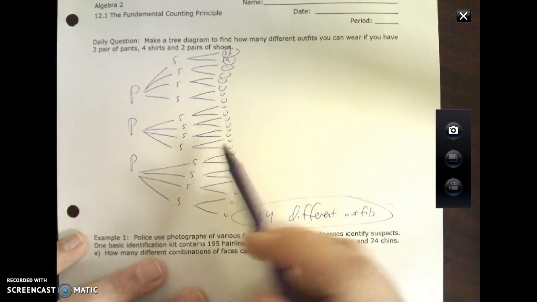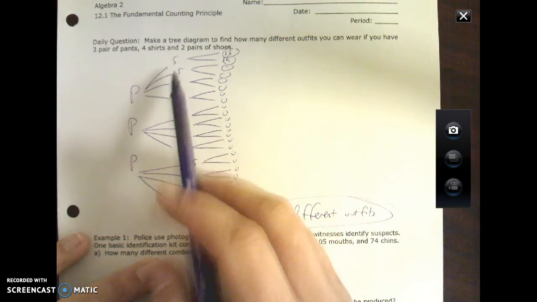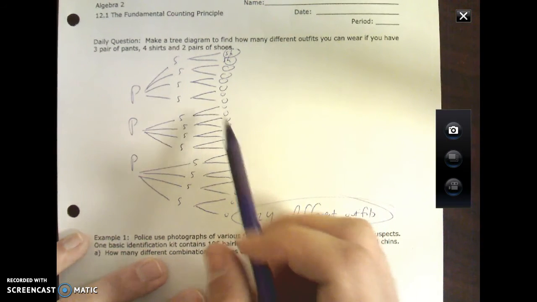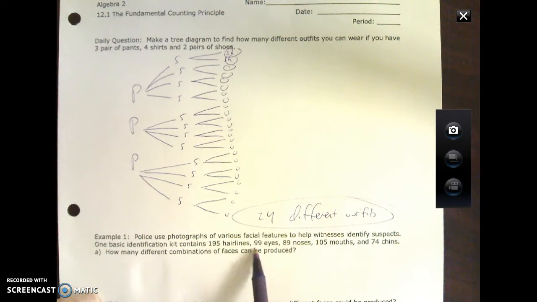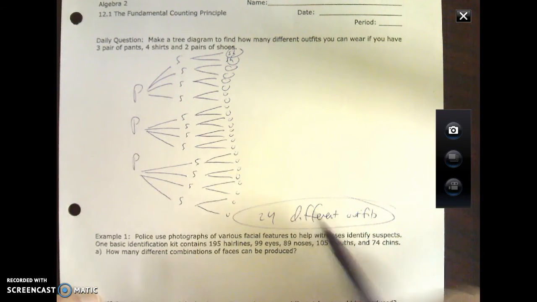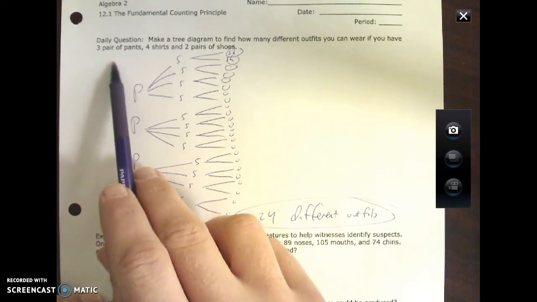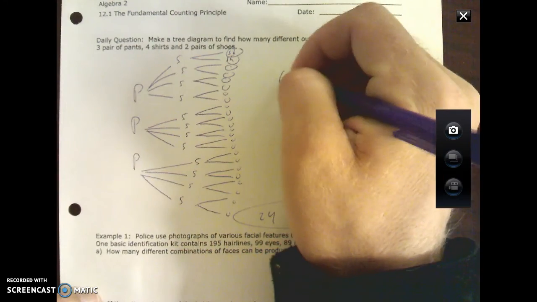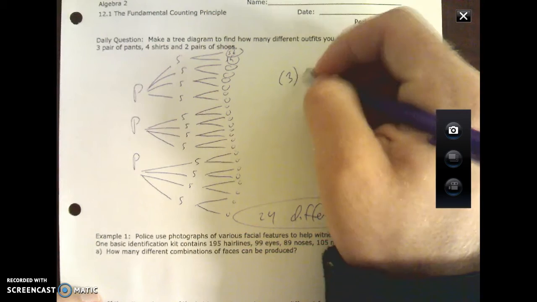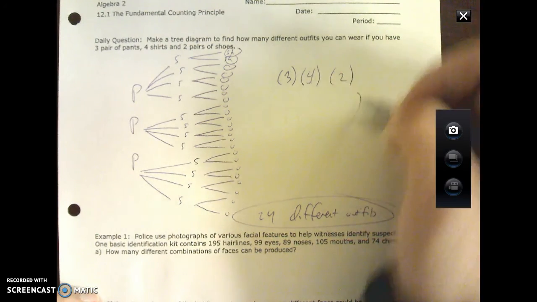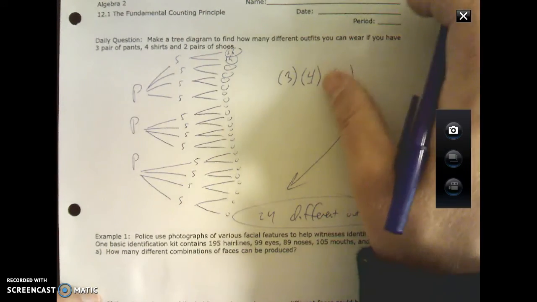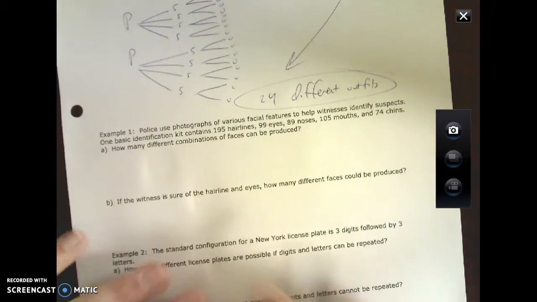What else could I possibly do to figure out how many different outfits there are? Well, today we're going to learn about ways to make this easier. Because here I had 3, 4, and 2. My next example, I have 195, 99, 89, 105, 74. So how could I come up with 24 based off of these 3 numbers? Well, what you're allowed to do is take your 3 pairs of pants, multiply it by your 4 shirts, and multiply it by 2, your pairs of shoes. 3 times 4 is 12, times 2 gives me 24. Okay? So this just makes our lives way easier.